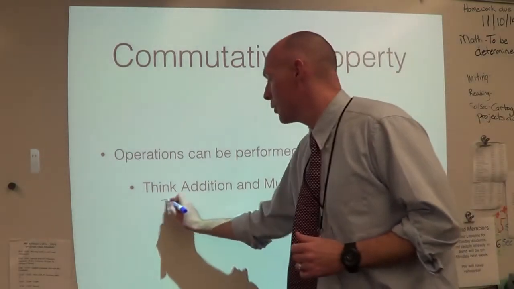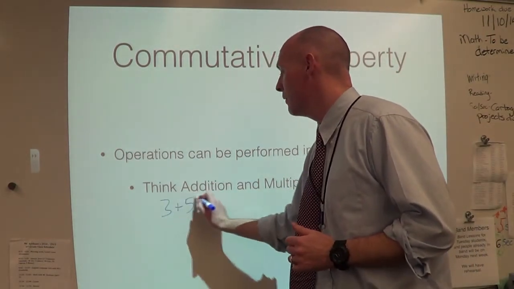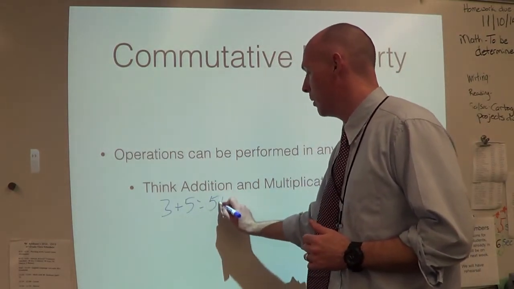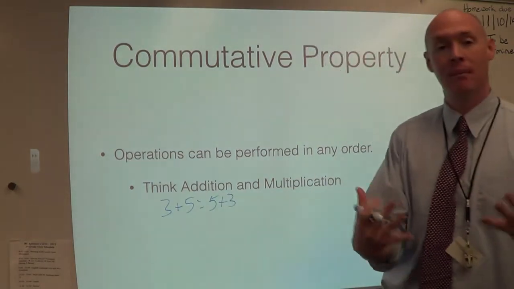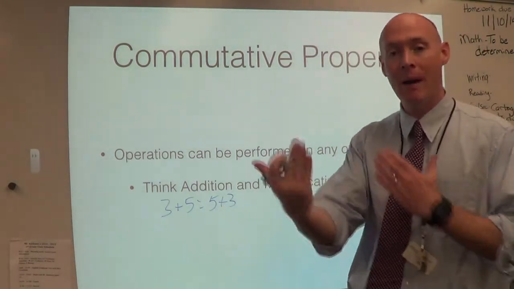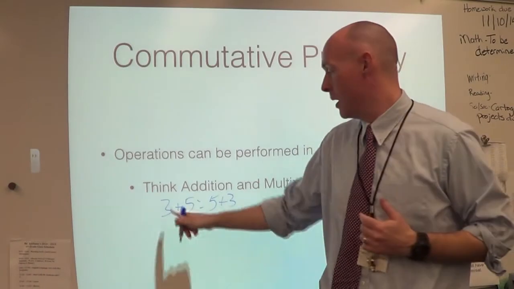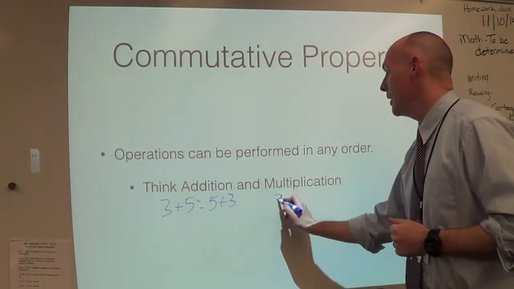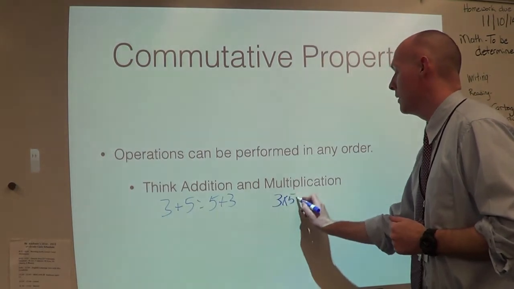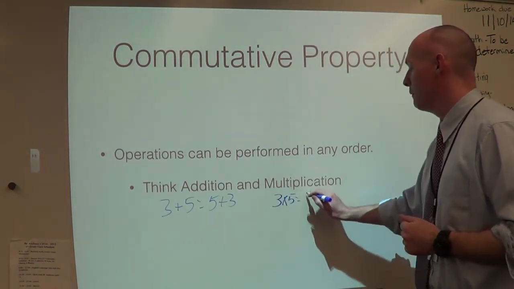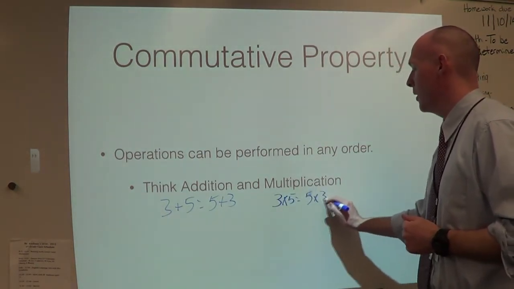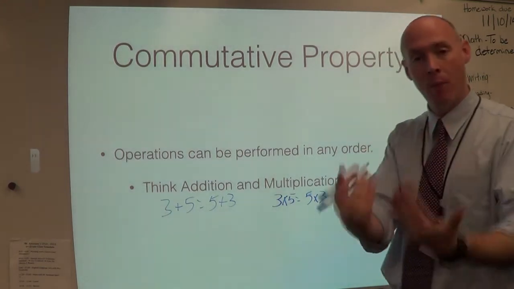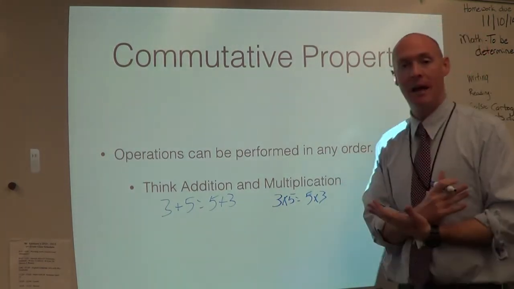For addition, 3 plus 5 is equal to 5 plus 3. Same thing. Both ways you're going to get 8. Commutative property. You can flip it up. Flip the 5, flip the 3. Same thing with multiplication. 3 times 5 is going to be equal to 5 times 3. Commutative property. They both will equal 15. It doesn't matter the order.